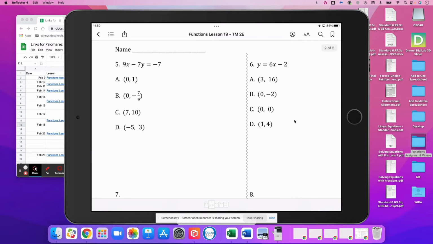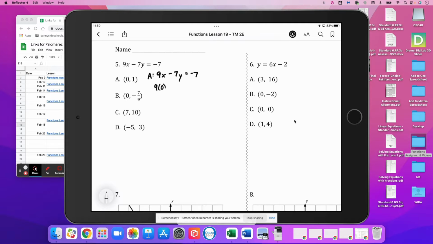All right, so 5 through 8 in this video. With these first two, the easiest thing to do is just put those values in and see what happens. For number 5, we don't need to make it look like y equals mx plus b. We can just do it as it is. So we'll leave this equation looking like this, and from there, put our x value in and our y value in, and if it makes a true statement, then it satisfies the function.